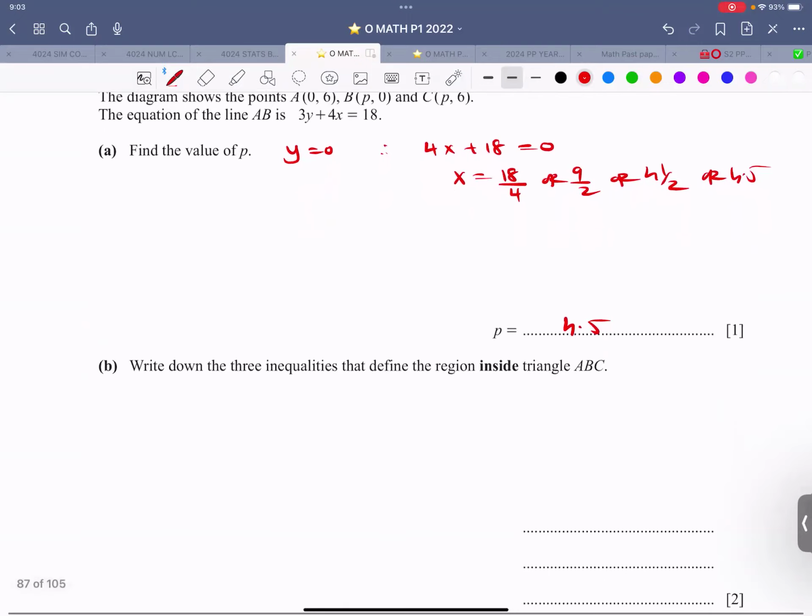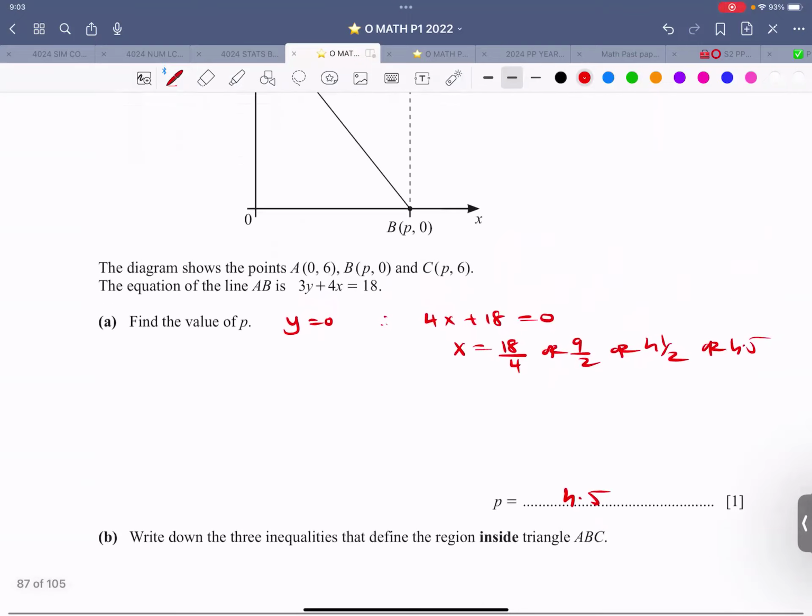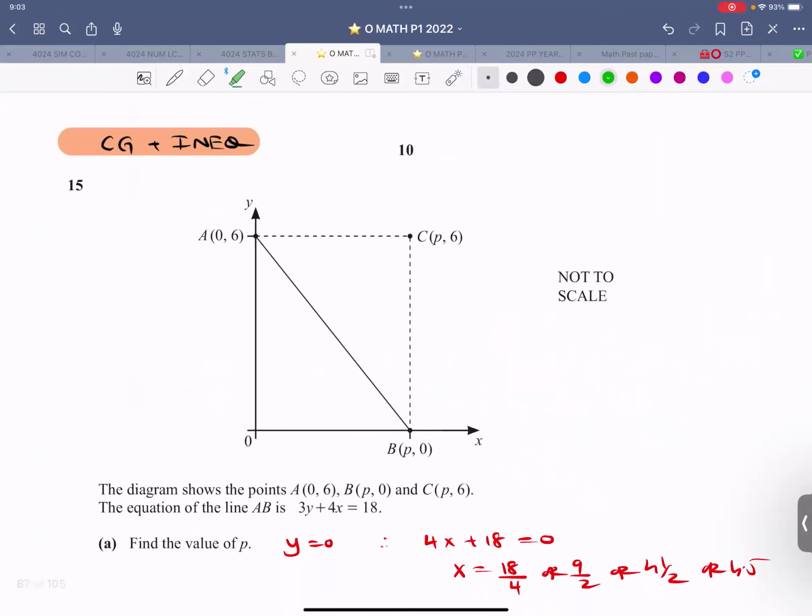Write down 3 inequalities that define the region inside triangle ABC. So basically, let me just highlight it a bit. There is this line, the first line, there is this line, the second one, and actually no, it's ABC. So ABC is this. There is this line, the first one. Then there is this line, the green one. Then there is this line, the red one. Okay. So these define the region, and this is that region R.